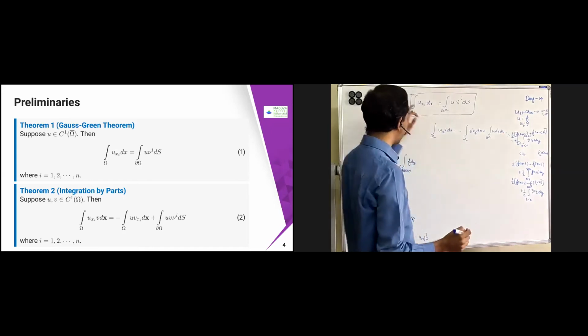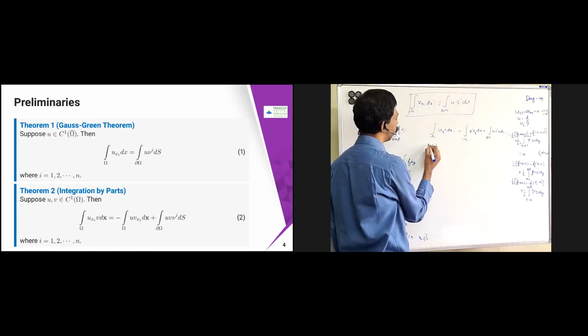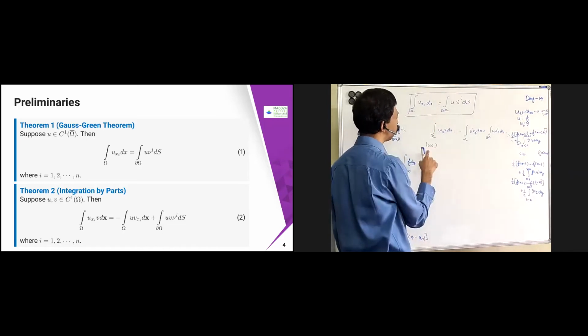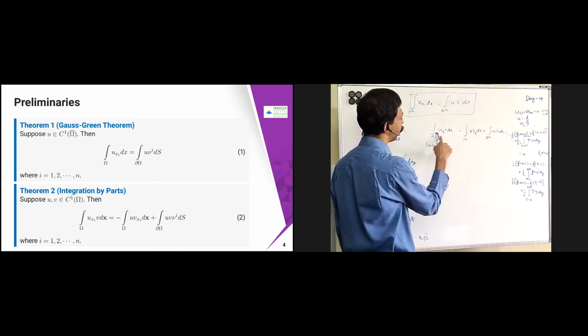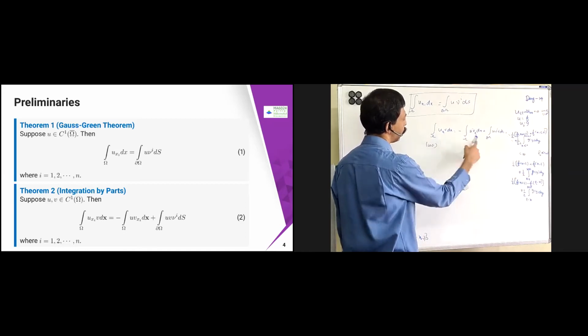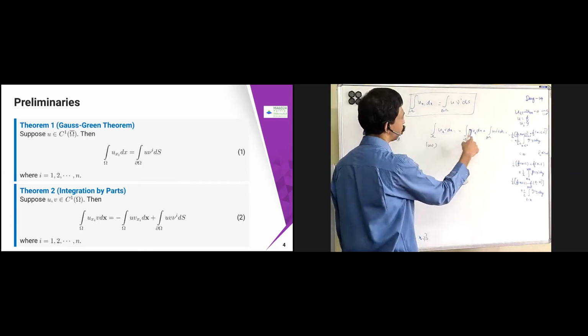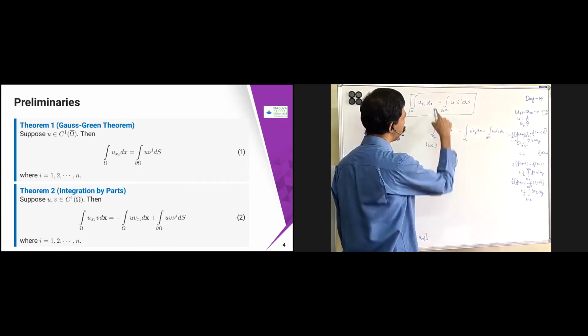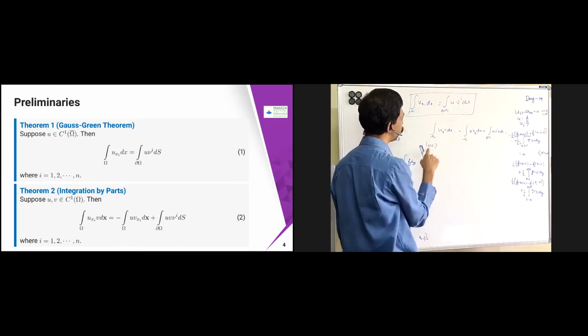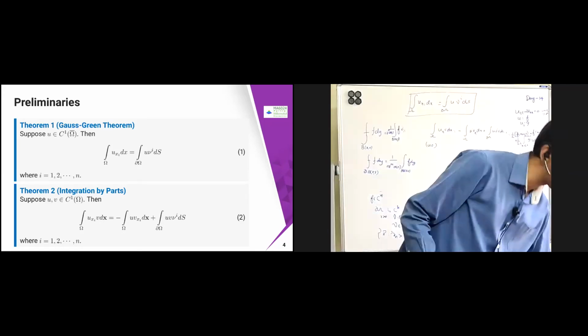So this is coming from here. In the place of u, you put uv. Wherever u is there, you put uv. Then you can see that two things are there: one, the product rule. You get (uv)_xi equals u_xi v plus u v_xi. If you substitute uv in the place of u, you will get this one. This is called integration by parts.